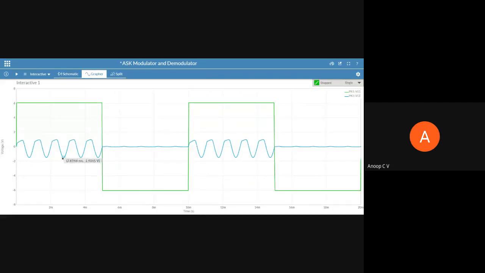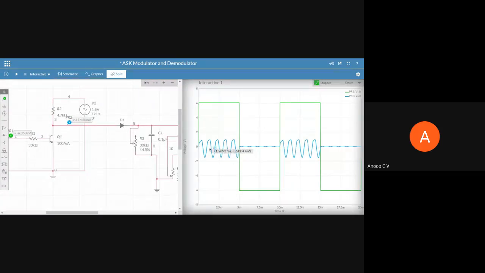You can see this is the ASK modulated output. We have a carrier during the 1 bit duration, that is when the bit is 1, and we don't have any signal when the bit is 0. When you pass the signal to a diode, what will happen? It rectifies the signal, sir. Yes, it will allow only the positive half cycles of the carrier.